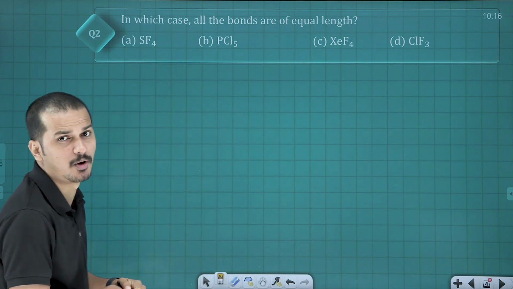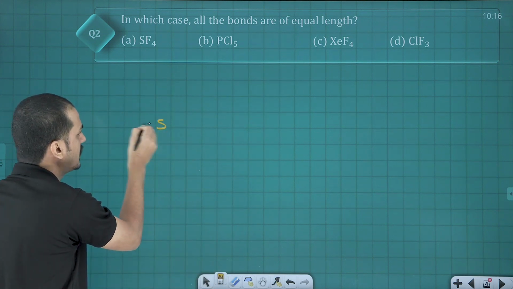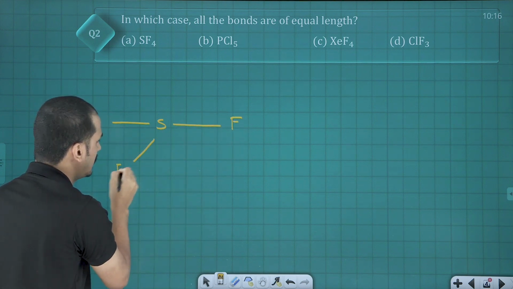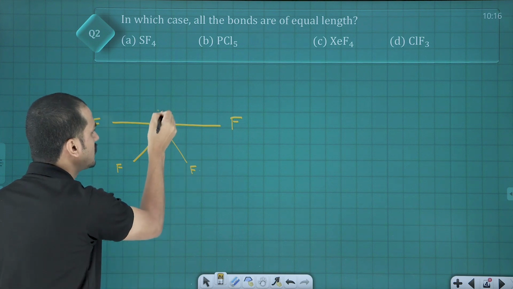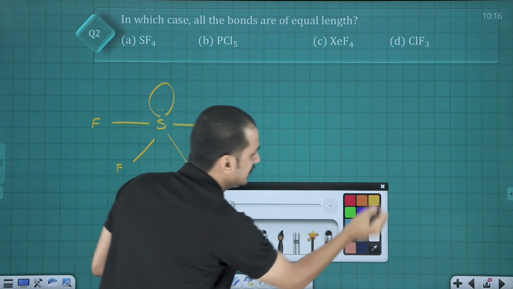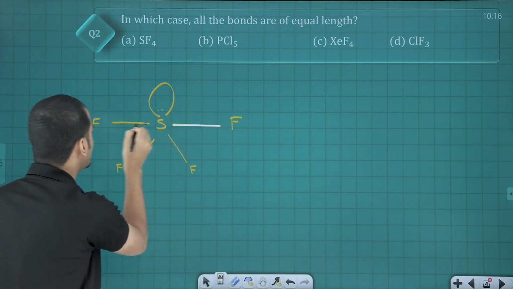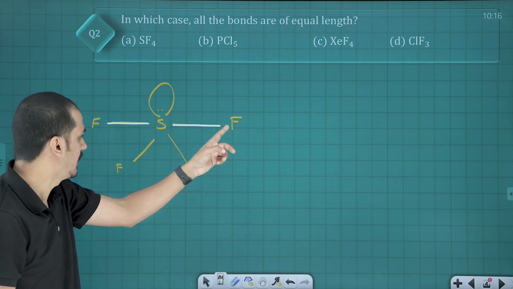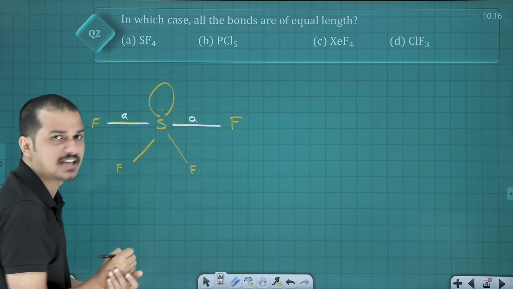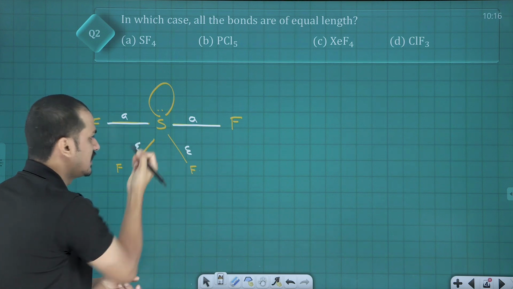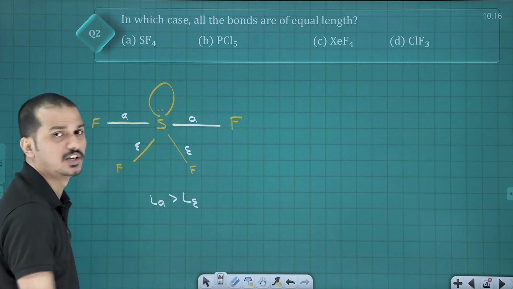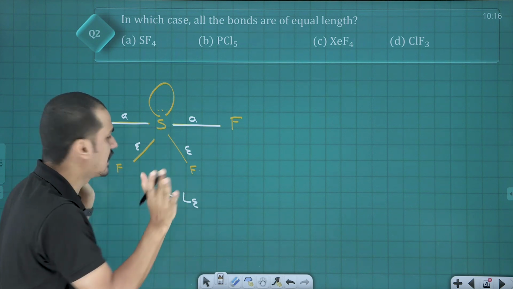So whenever you are looking at SF4, it has a seesaw shape. This is SF4, the seesaw shape. In the seesaw shape, these two bonds, this one as well as this one, are axial bonds. These two yellow bonds are axial, and these two are equatorial. We know that the length of axial is greater than the length of equatorial. So here the bond lengths are not equal.